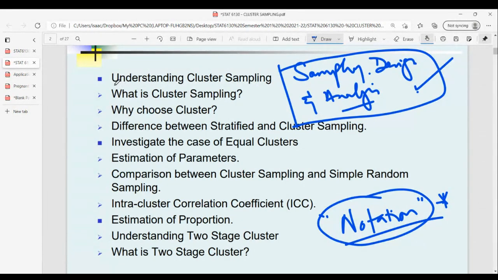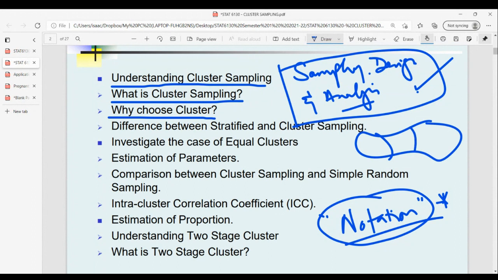So we did look at a few of these points about understanding cluster sampling, what is cluster sampling, why we choose clusters, and so on. And one of the main reasons why we choose clusters is because we don't have any complete listing or any sampling frame of the population units. And in order to conserve time and save money, what we will normally do is we'll take our population and we'll divide it into what we call clusters.